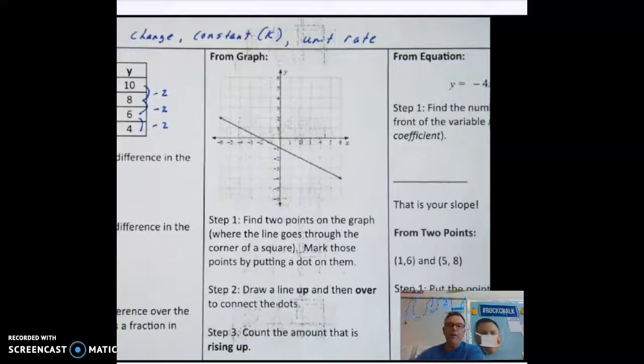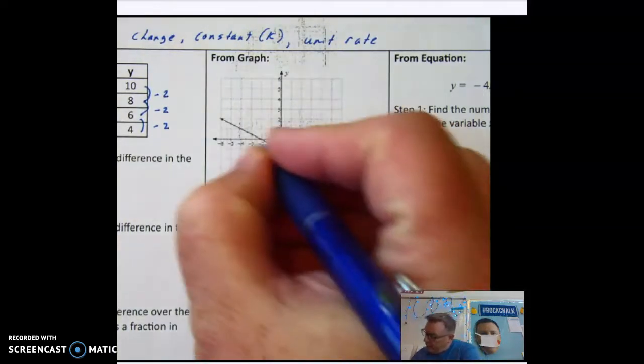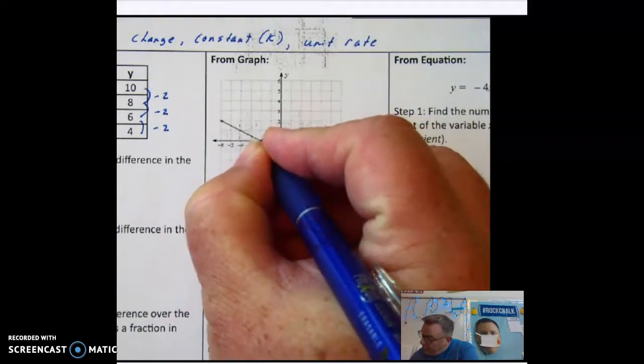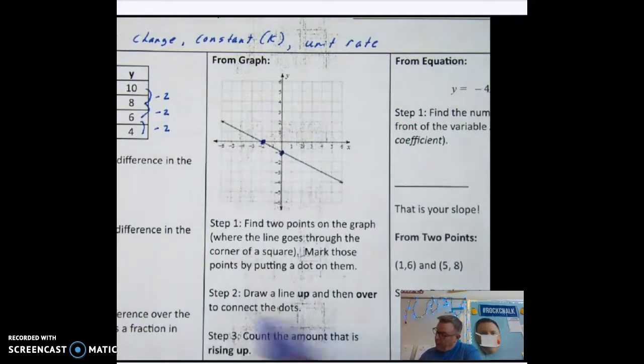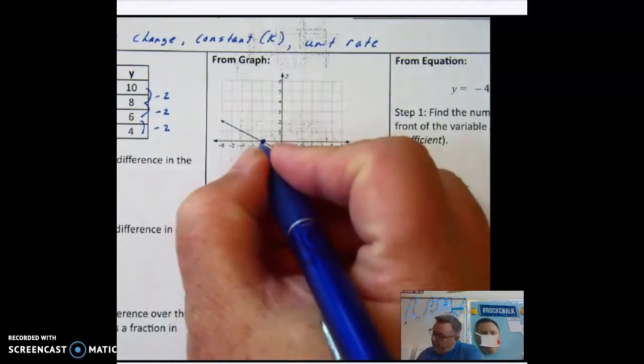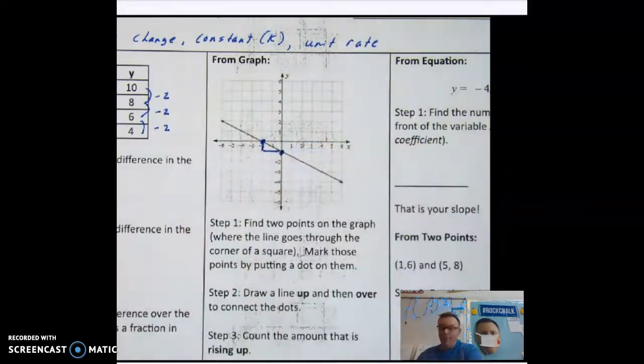Okay, now we're going to go from a table over to the graph. When you are trying to find slope in a graph, sometimes points will be labeled. In this one, they're not. So I want to find 2 points where the line goes directly through a square. I'm going to use this one and this one. There's my dots. That's going to help me do the slope. Now I know this says draw a line up and over to connect, but since this is coming down, I'm going to go down and over.